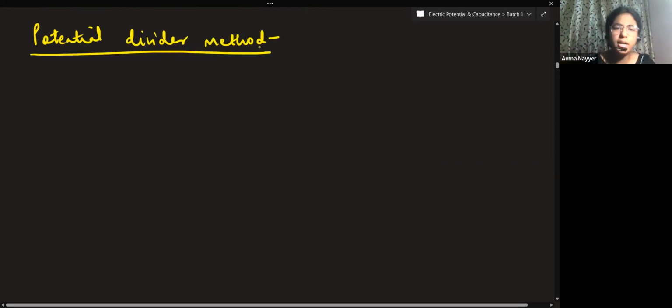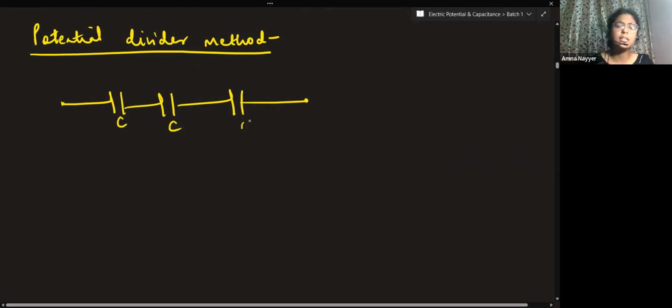See, in the potential divider method, what happens? Let me explain with the help of an example. There are 3 capacitors, each with capacitance C. The wire has been connected in this manner, but had this been the case, then both of these capacitors would have gotten shorted and I would have replaced it with a single wire.